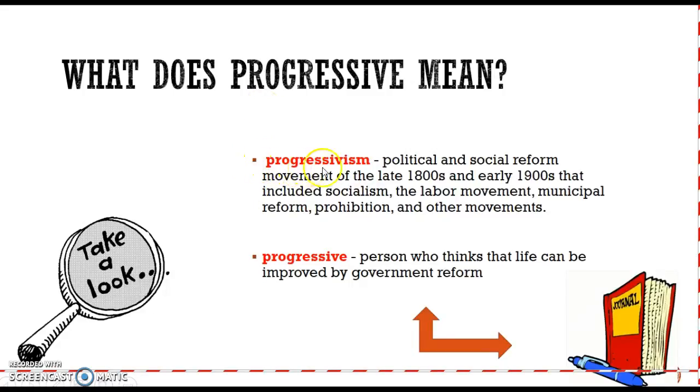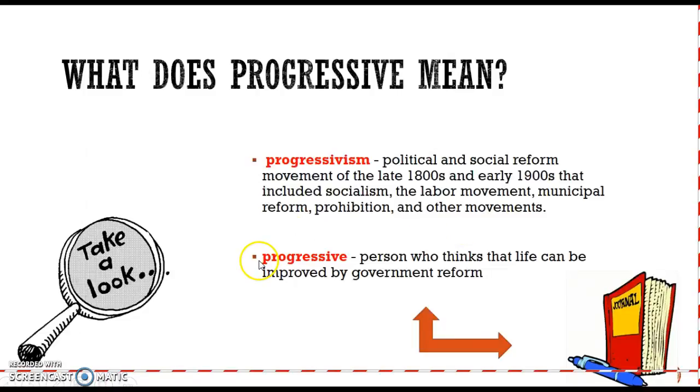The first one is progressivism. Political and social reform movement of the late 1800s and early 1900s that included socialism, the labor movement, municipal reform, prohibition, and other movements. Now, some of these things we've already learned about. We've already learned about the labor movement when we talked about Samuel Gompers and Mother Jones. And we did talk about how many of the government programs are beginning to change. Some of these other things we'll learn about in the future. So write that one down.